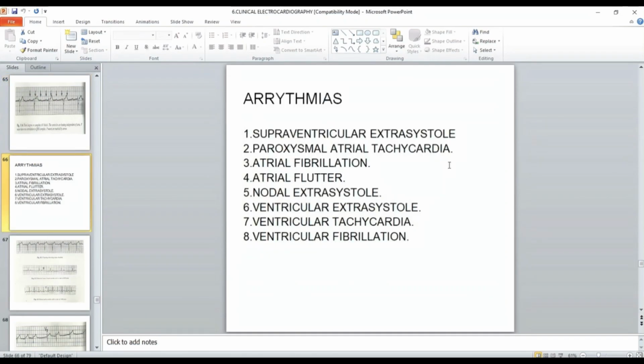Now, talking about arrhythmias, arrhythmias can be divided into 8 according to the electrocardiogram. Arrhythmias can be supraventricular extrasystoles, paroxysmal atrial tachycardia, atrial fibrillation, atrial flutter, nodal extrasystole, ventricular extrasystole, ventricular tachycardia, and ventricular fibrillation.